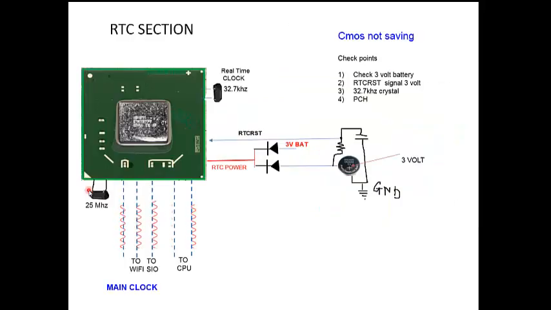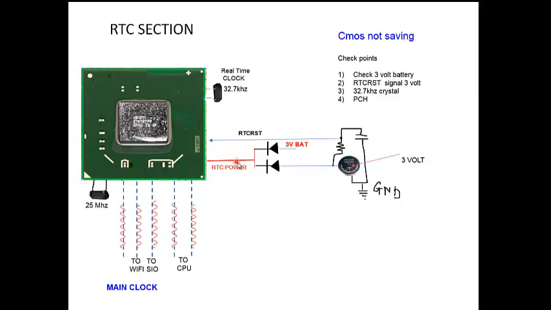The next is the RTC section, the real-time clock. If your RTC is not working or the day and date is not saving, then what you have to do is first check this battery, the CMOS battery. If the CMOS battery is not proper, then you have to replace the CMOS battery. After replacing the CMOS battery, if the problem is the same, then you have to check this RTC power. RTC power is supposed to be 3 volt.